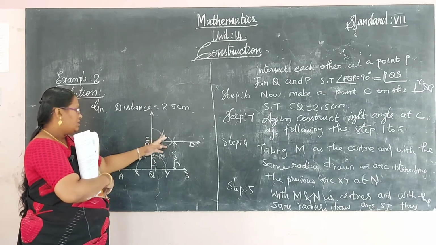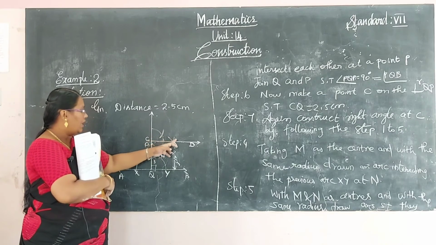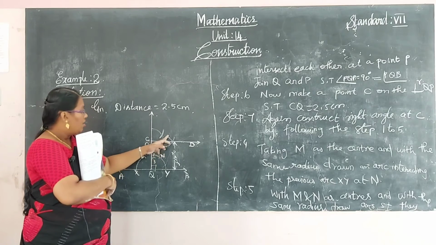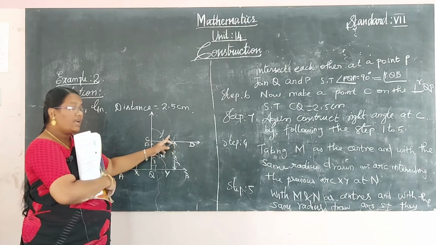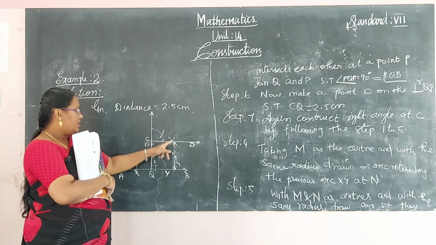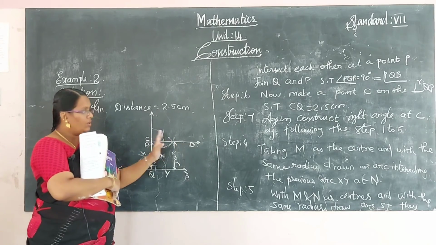Okay, so the same procedure. After that center, draw another arc. After you have drawn these two arcs, such that they are intersecting at a point, we write a name for the intersecting point.